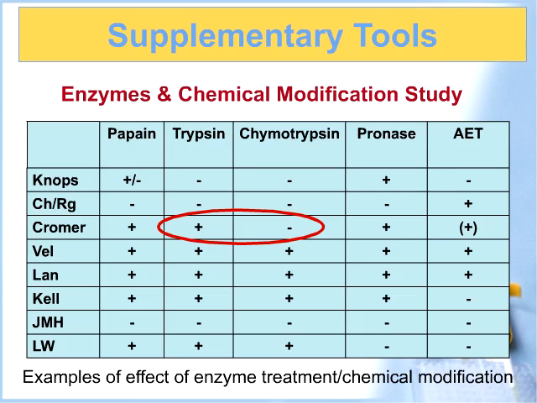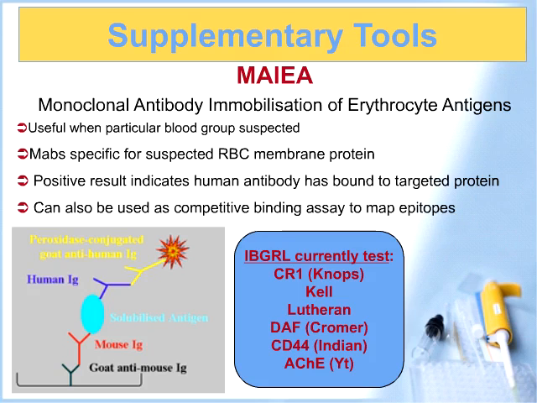So if you were to get a pattern like this, you would be able to then go down the track of Chido. Now, the MAIA is quite a labor-intensive assay. It's an ELISA assay. It's a monoclonal antibody immobilization of erythrocyte antigens, which is why we shorten it to MAIA. It's very useful when a particular blood group is suspected, and this is usually based on an enzyme study. So you may have done your enzyme panel and thought, well, I think that it's this blood group system, but you've typed all the cells for all the known and high-frequency antigens in that system and haven't got a negative. So you could be dealing with something new in that system.